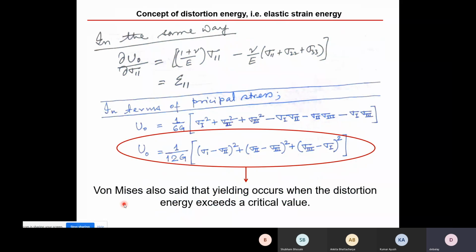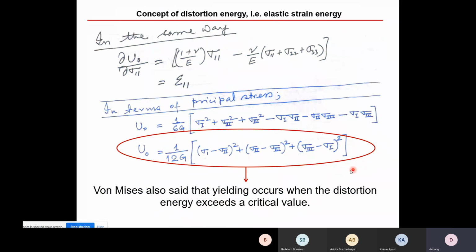So that was another interpretation of von Mises, that yielding occurs when the distortion energy exceeds the critical value. Like he said that yielding will occur when the second invariant of stress deviator exceeds the critical value. Here he said when distortion energy exceeds the critical value. And how to get that critical value? Equal to K. You take that critical value as C or K, whatever, and you use the most simple condition, which is uniaxial tension, where sigma 1 has to exceed sigma naught for the yielding to occur, where sigma 2 and sigma 3 will be 0.